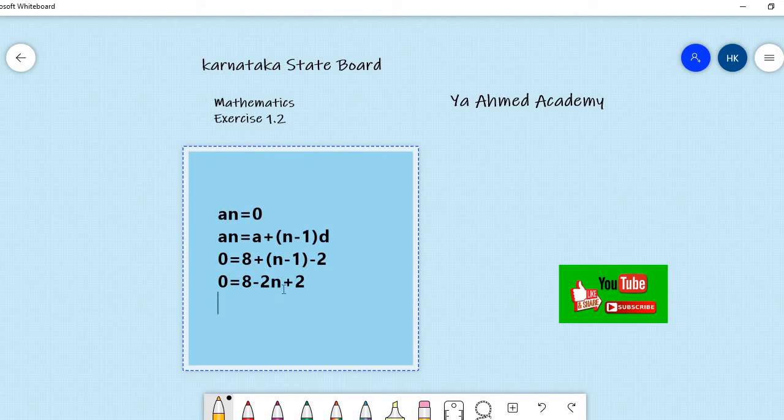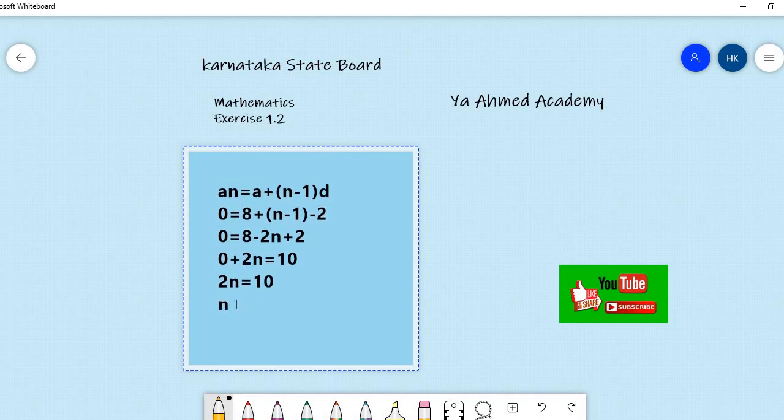Now send this minus 2n this side. If minus 2n comes this side, it will become 0 plus 2n equal to 8 plus 2 will give you 10. Now 0 plus 2n is nothing but just 2n equal to 10. N equal to 10 by 2. Bring this 2 to the denominator. Now the last step is to divide this. 10 divided by 2. 2 ones are 2, 2 5s are 10. So you got the n value.